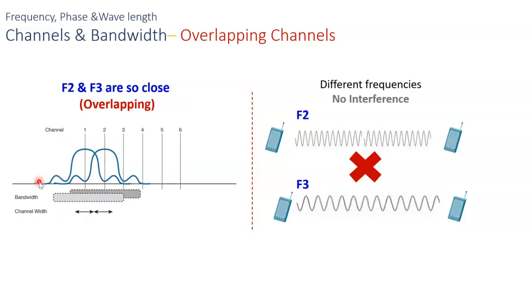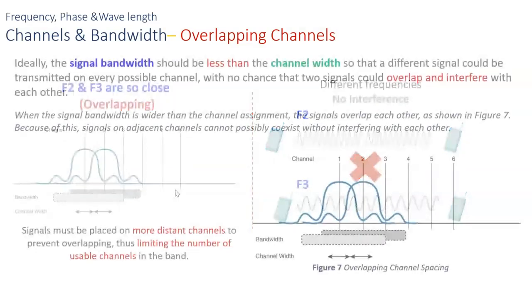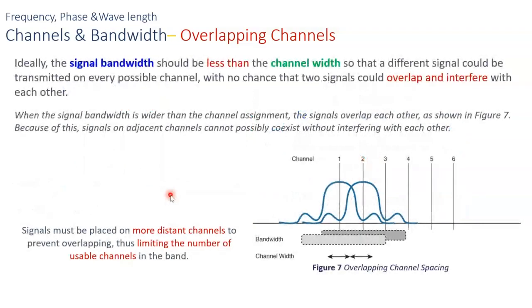Like you can see here in this figure. The bandwidth for signal 1 and bandwidth for signal 2 are higher than the channel width. This is why I have overlap between these two signals. Ideally, the signal bandwidth should be less than the channel width. So this is what I was explaining. The signal 1 bandwidth, from here to here, should be less than the channel width, so that a different signal could be transmitted on every possible channel.